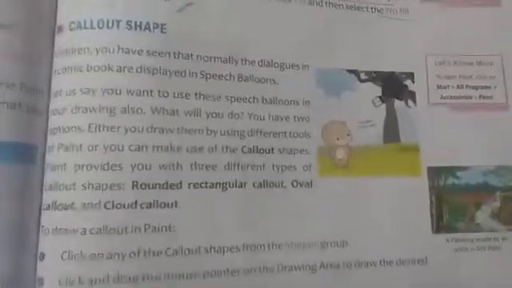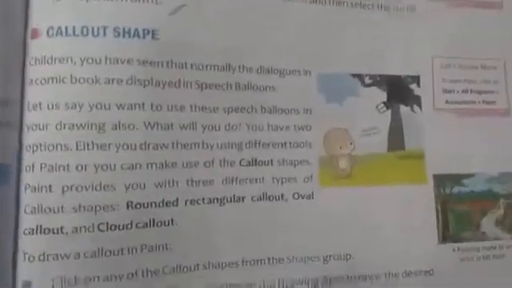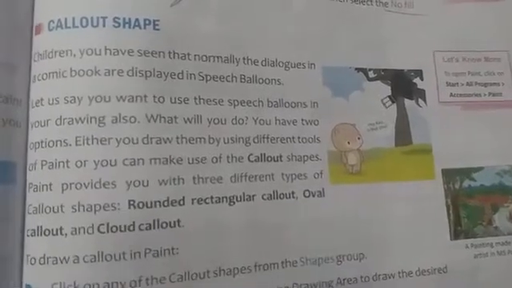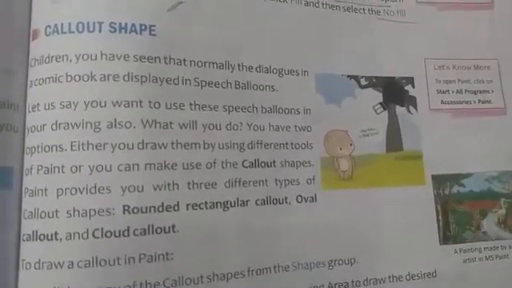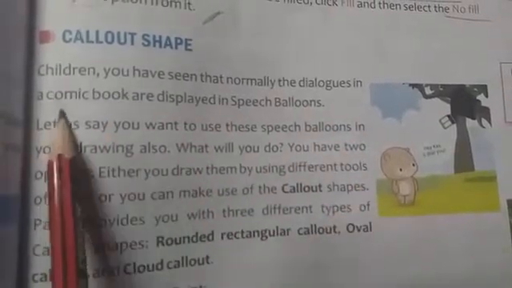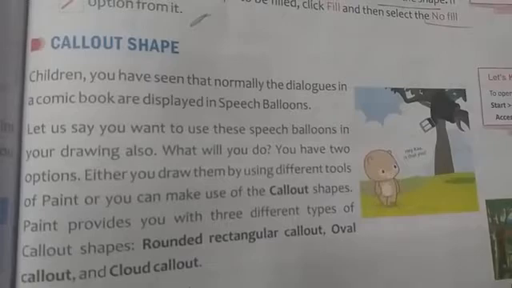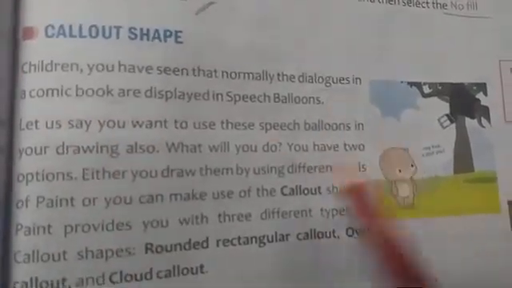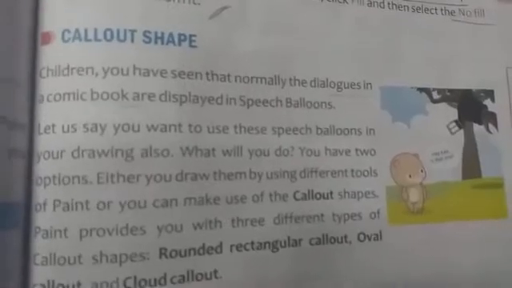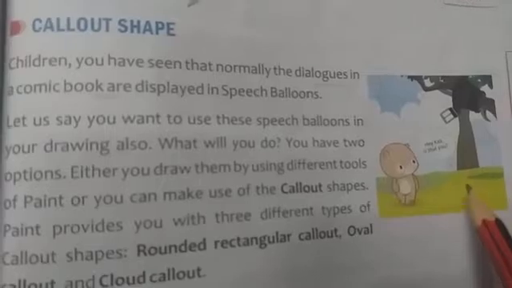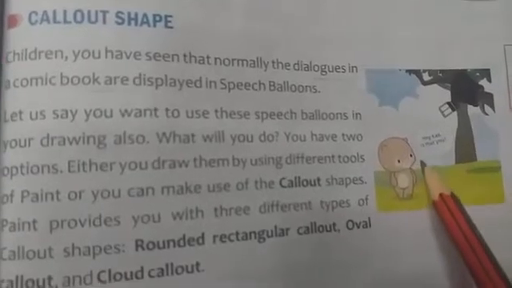So after that we have callout shapes. So firstly we will discuss what callout shapes are, why we use callout shapes, and which types of callout shapes are present inside Paint. So children, you have seen that normally the dialogues in a comic book are displayed in speech balloons. Yes, in comic books, when any cartoon or any object speaks a dialogue, what do they use for it? They use a speech balloon. This is an example of a speech balloon.